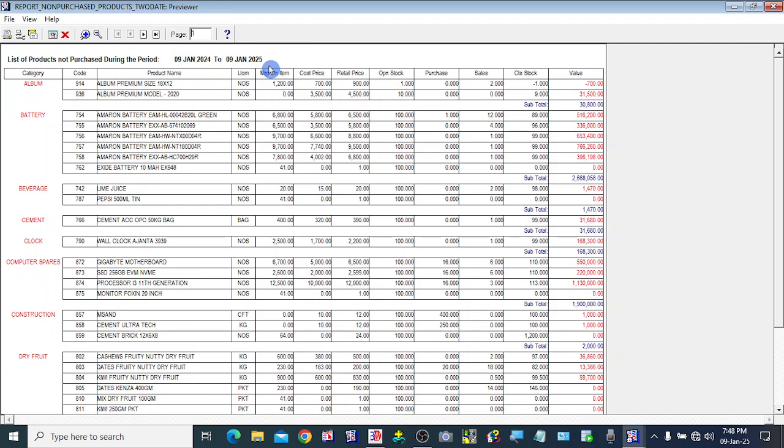This report is also very useful if you want to analyze what products I have purchased in the last year or in the previous month, or in the last fourth quarter, second quarter, first quarter, that we can very easily generate with the help of this report.